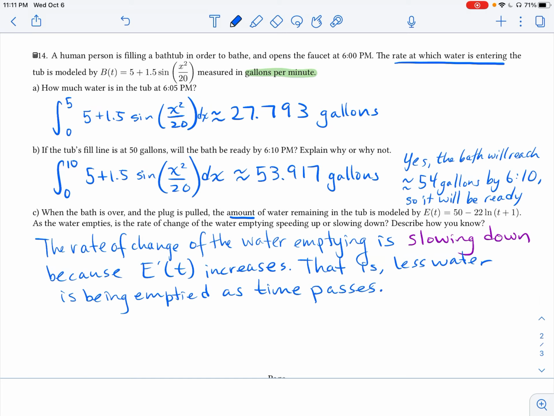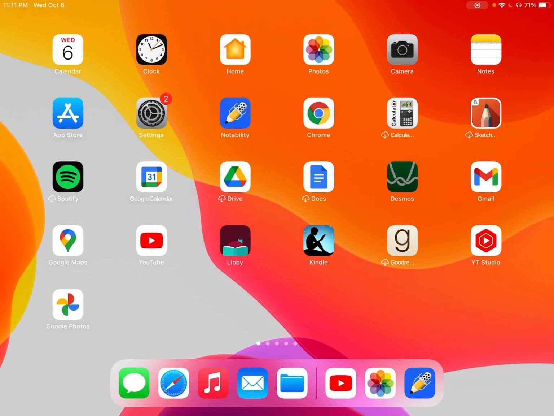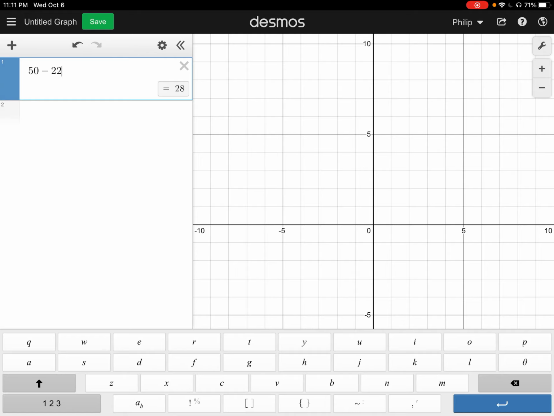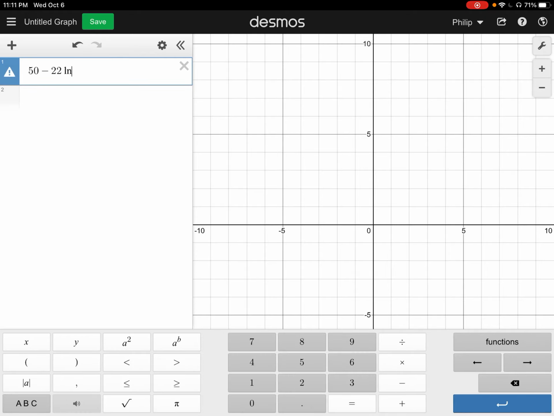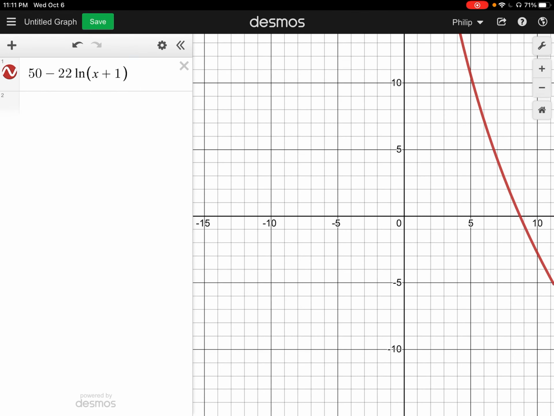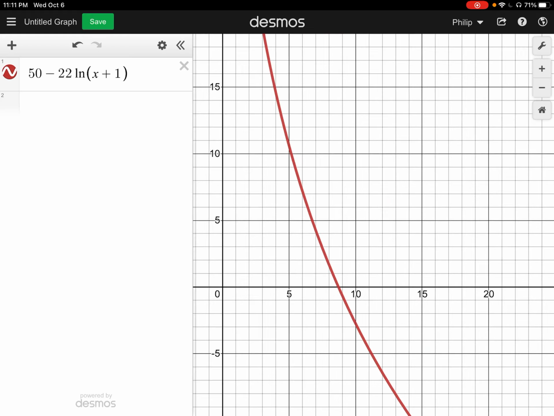And if that last part is still a little confusing for you, we can still go ahead and just try to graph that function here real quick. Let's enter in E of t, and we'll write this as 50 minus 22 times the natural log of x plus 1. And let me just zoom out on this. Okay, and we're doing this over the course of a certain amount of time.